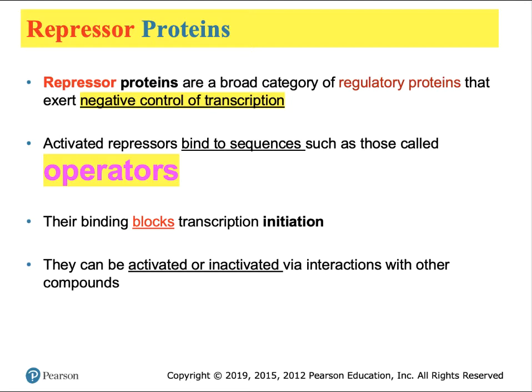So the operator sits inside the promoter, and its binding of repressor prevents the RNA polymerase from binding. It's an exclusive condition, one or the other. You can't have both. The repressor proteins at the operator can themselves be regulated, controlled. So something allows them to find and bind to the operator, and something else may remove them from the operator and take them away so that transcription may initiate.